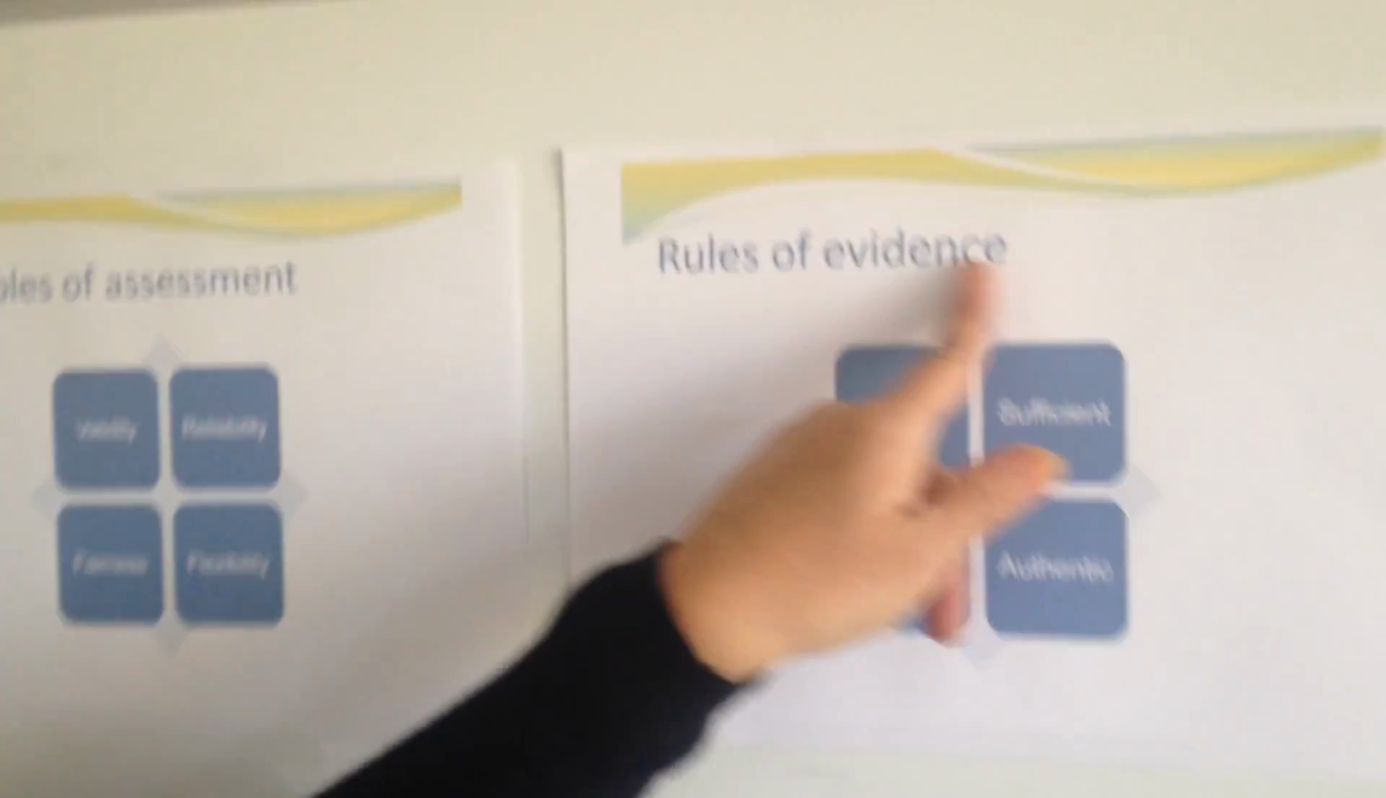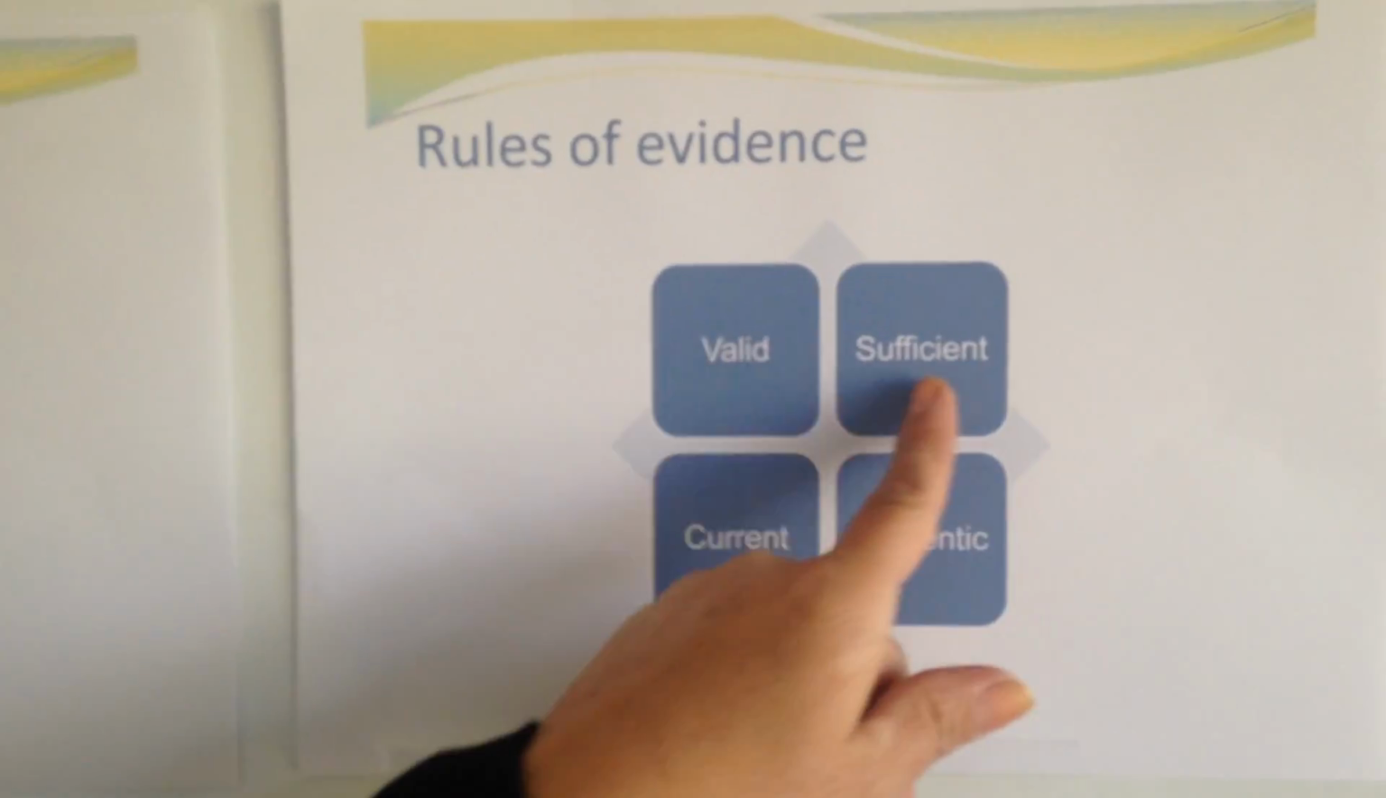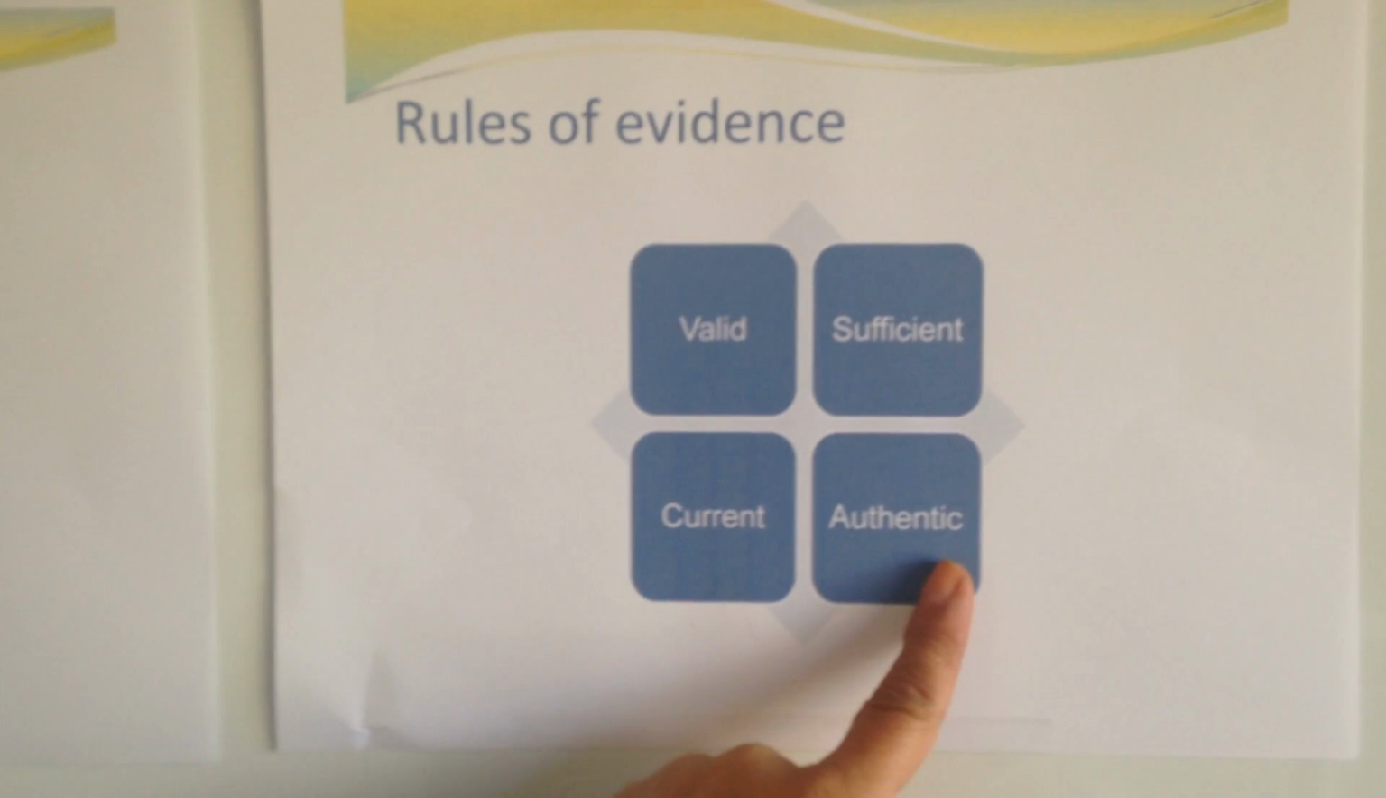So here we've covered the rules of evidence, which is validity, sufficiency, currency, and authenticity.